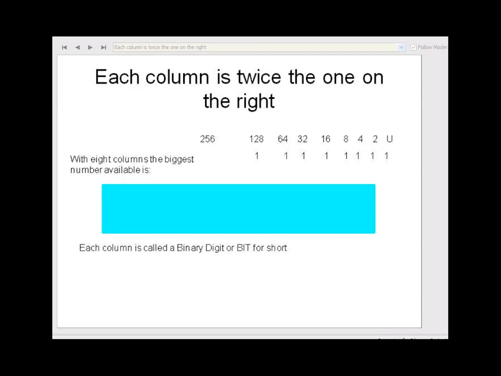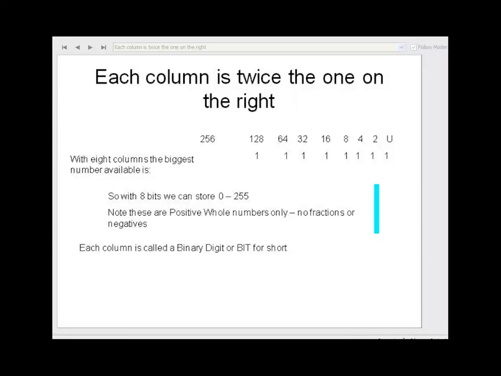I can store 256 numbers because of the fact that I'm also storing 0. So 0 to 255 gives me 256 numbers. So I can store the numbers 0 to 255. Now, these are positive whole numbers. There's no fractions and there's no negatives.